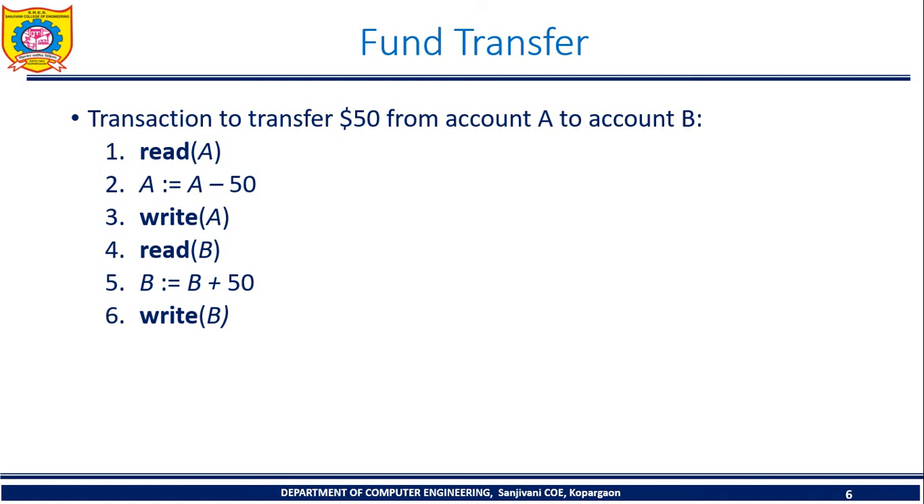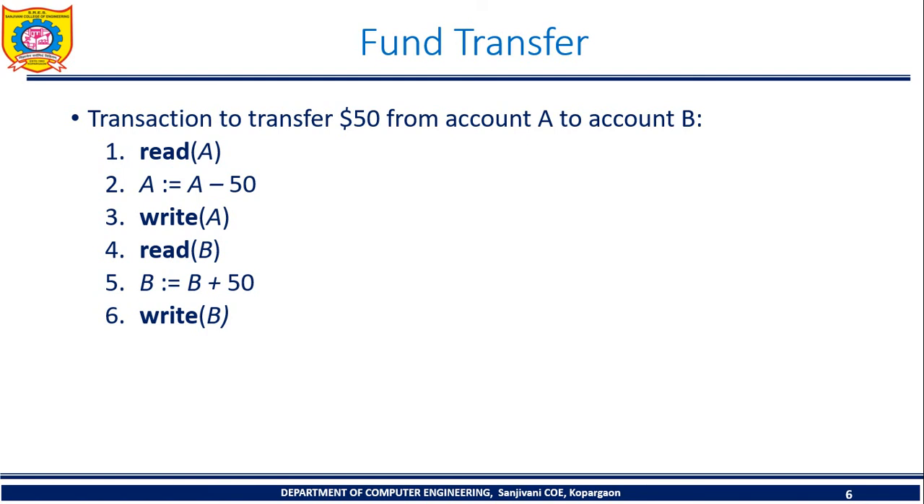Now, the consistency requirement in the fund transfer example: the sum of A and B is unchanged by the execution of the transaction. It means whatever the sum of A plus B was before the transaction, the same sum of A and B should be there after the transaction.